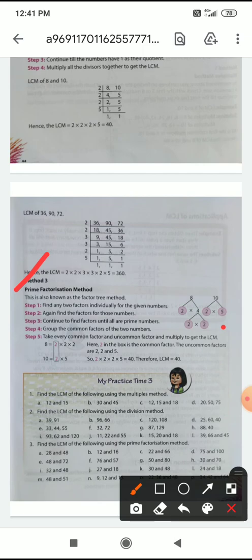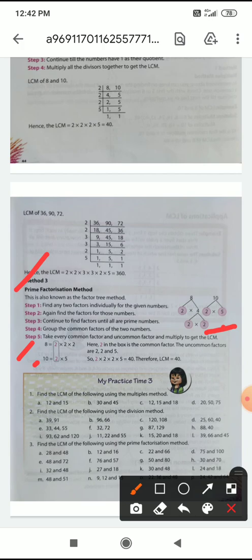Step 1. Find any 2 factors for the given numbers. Step 2. Again find the factors for those numbers. Step 3. Continue to find factors until all are prime numbers. At last we get what? 2. 2 is a prime number. Step 4. Group the common factors of the 2 numbers. Step 5. Take every common factor and uncommon factor and multiply to get the LCM.